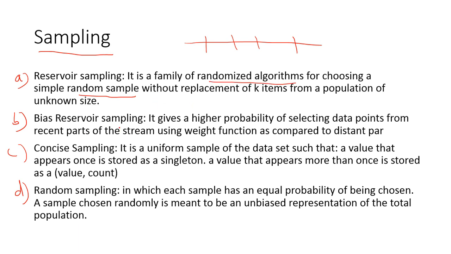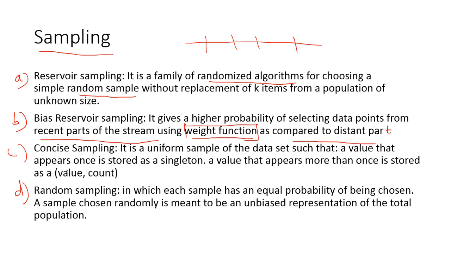Now biased reservoir sampling gives a higher probability of selecting data points from the most important part, the recent part of the stream, using a weight function, as compared to the distant part. Okay, so we need to consider these recent parts and we need to consider this weight function.